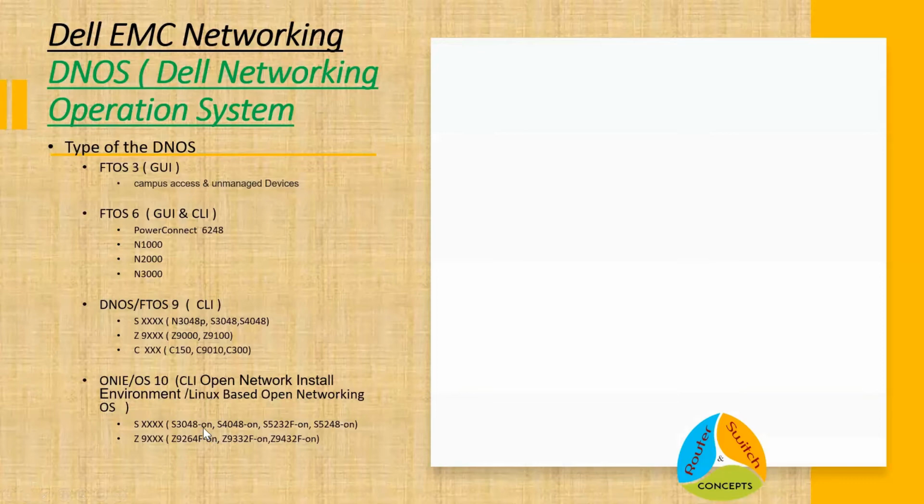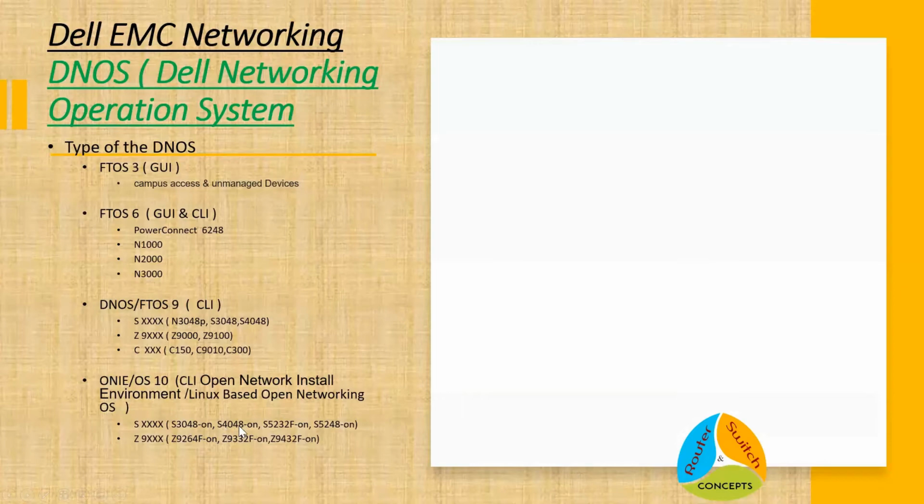You have to purchase the license, that's a different story. But you can install OS 10 on this and use it for 120 days with the trial license. After that, it will reboot the box, but your configuration will not be gone. Your box will keep rebooting after a couple of days.